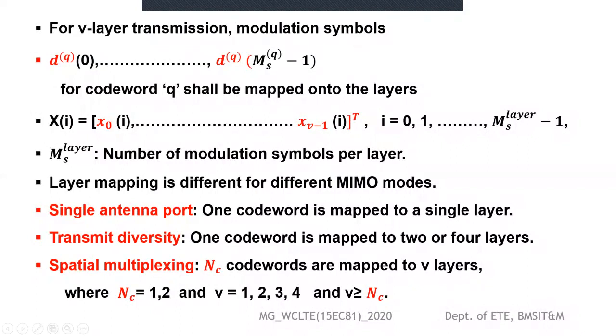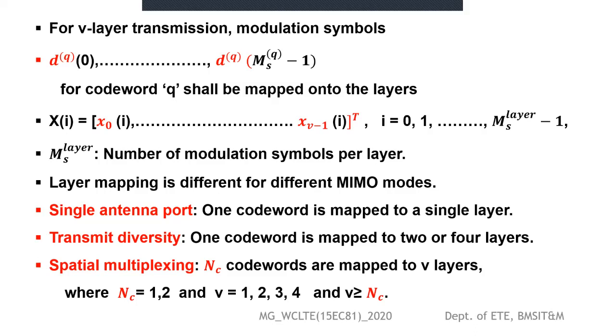Okay, so the output of the V-layer symbols will be denoted like this: x(i) equals [x0(i) and so on up to x(V minus 1)(i)] transpose. This is a transpose matrix, and M_symb^layer is the number of modulation symbols per layer.